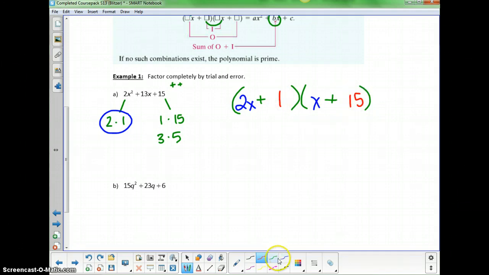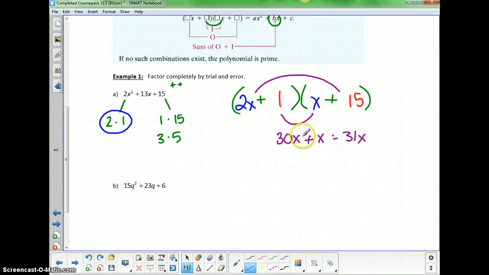Alright, so let me try the 1 and 15 option. Now, to see if this works, we need to find the middle sums, which are the multiples of the x times the non-x and the x times the non-x. We already know x times x works. X times x gives us 2x squared. We already know number times number works. That gives us our 15. So looking at those opposite products of the x times the number, and the number times the x. Alright, so when I add these up, I get 30x. 2x times 15 is 30, plus 1x, and that would give me 31x, which is not what I want, so this does not work.